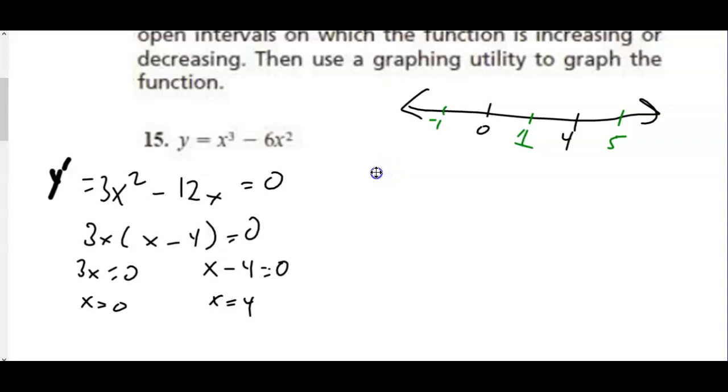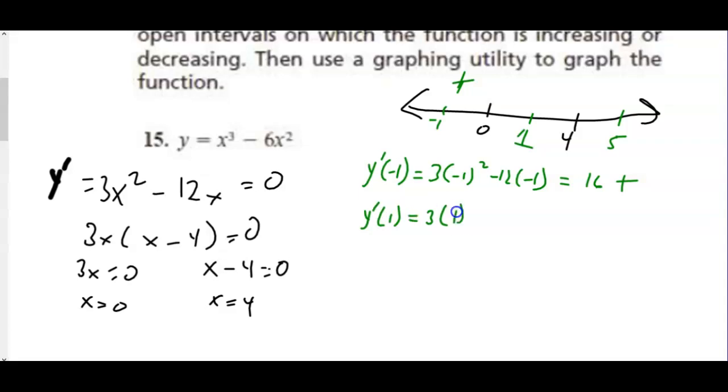So I'm going to do y prime of negative 1. I plug it into this. 3 times negative 1 squared minus 12 times negative 1. So that's 1, that's 4, that's positive 12. 4 plus 12 is positive 16, which is positive. So this is positive. Then I do y prime of 1, which is 3 times 1 squared minus 12 times 1. So 1 times 3 is 3. 3 minus 12.